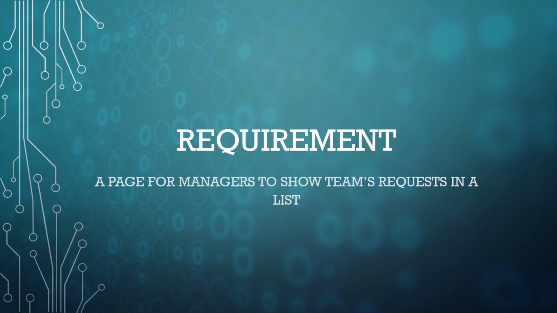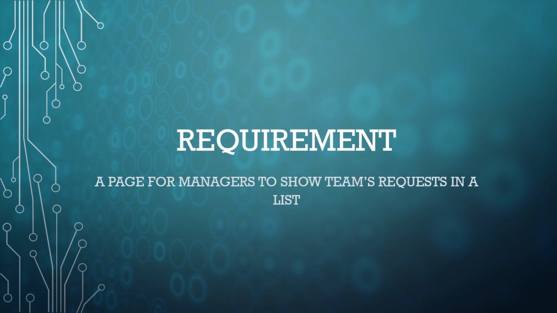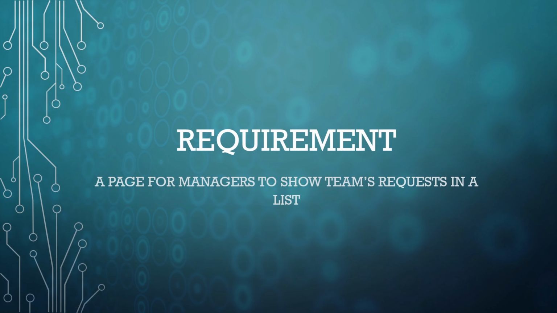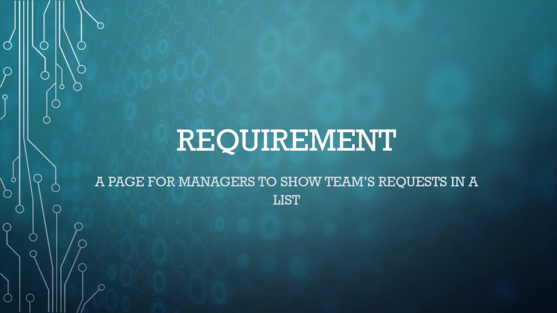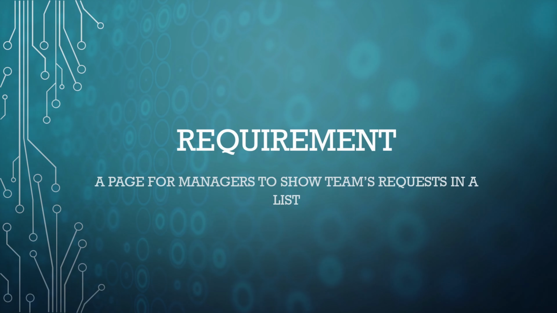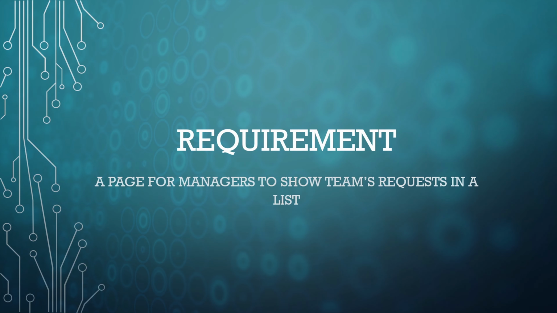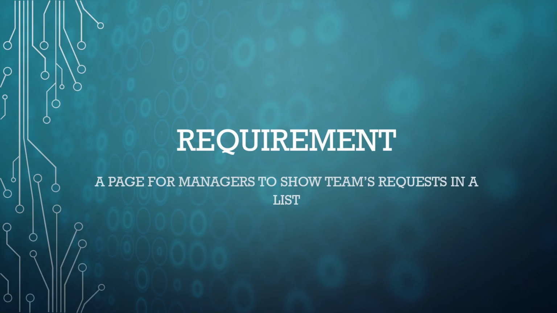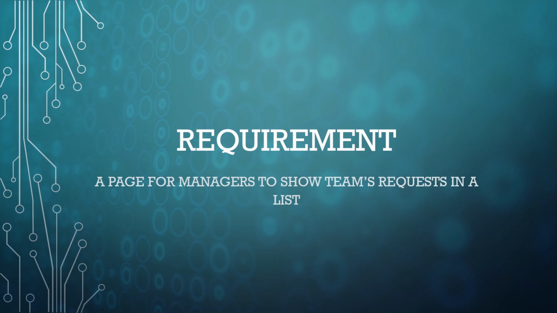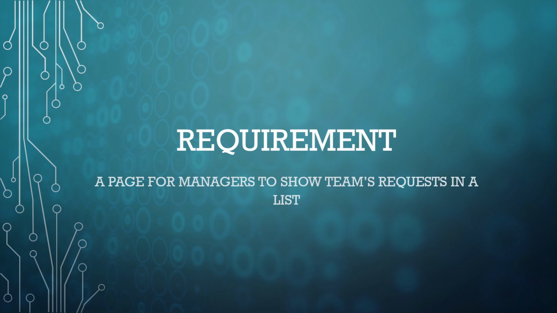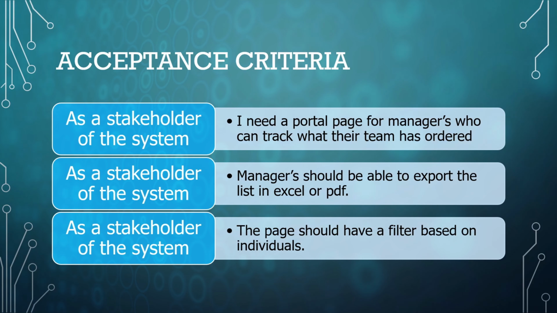But let's drill down into the acceptance criteria to see where exactly the solution would fit in. Because there are many possibilities when you get a very high level of requirement, but then you have to go and drill down what is exactly needed by the end user, by the stakeholders. So let's go to the acceptance criteria. So in the acceptance criteria, it says that as a stakeholder of the system, I need a portal page for managers who can track what their team has ordered.